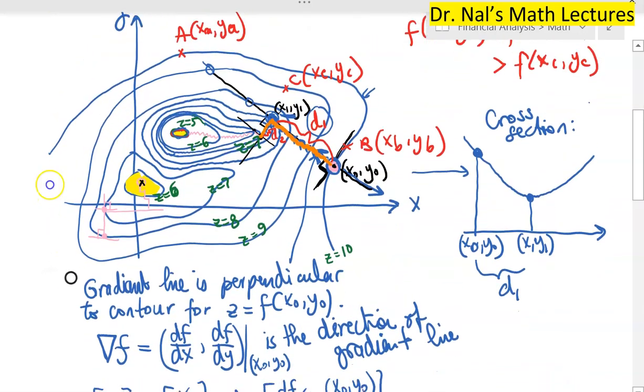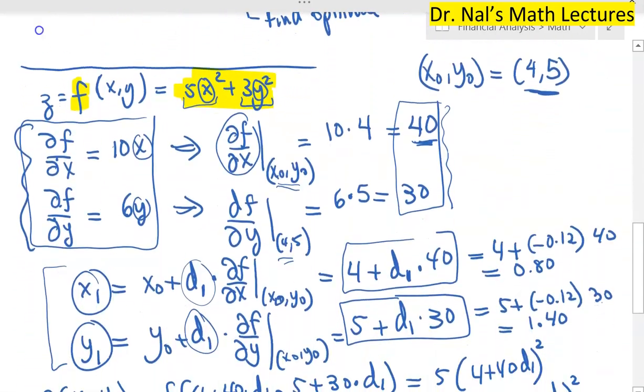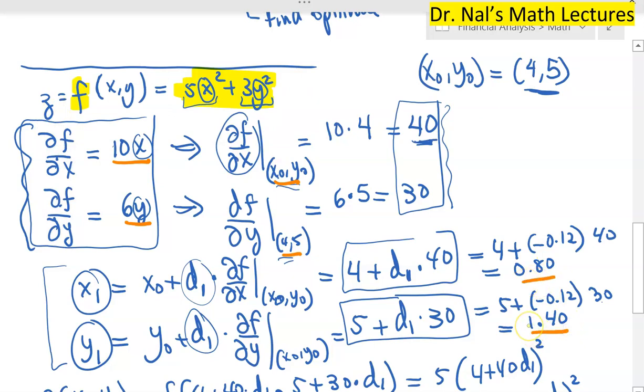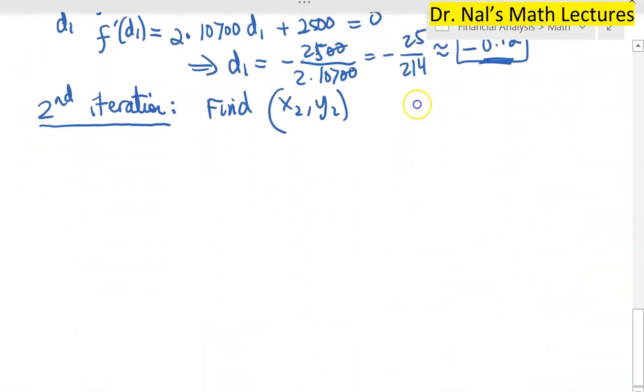Like we did in the previous step, all I'm going to do is keep these gradient functions, 10x and 6y, and evaluate them at the new point, x1, y1, which is 0.80 and 1.40. And then we will proceed from there. Let me go ahead and rewrite the functions.